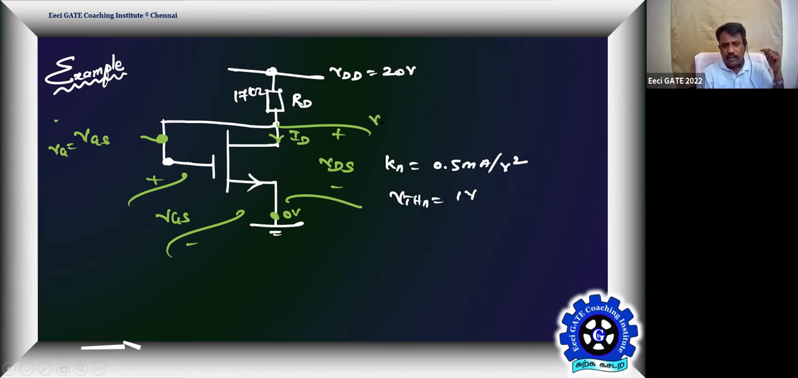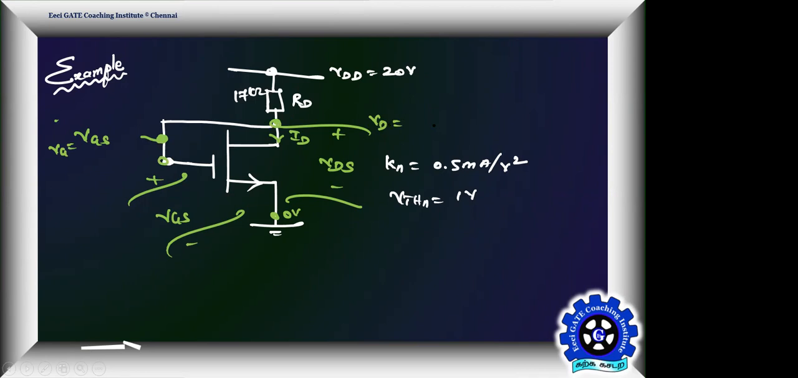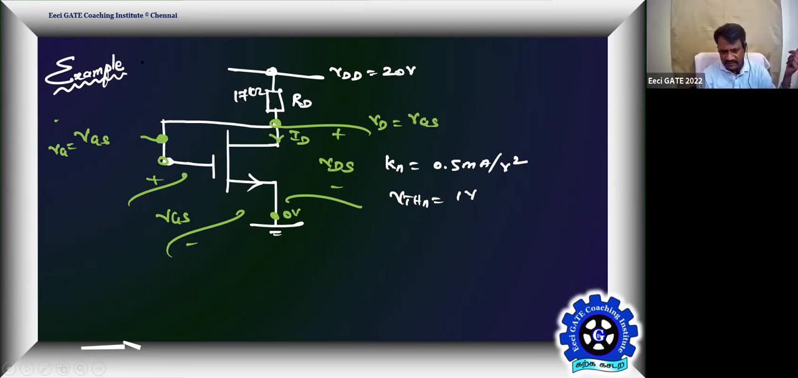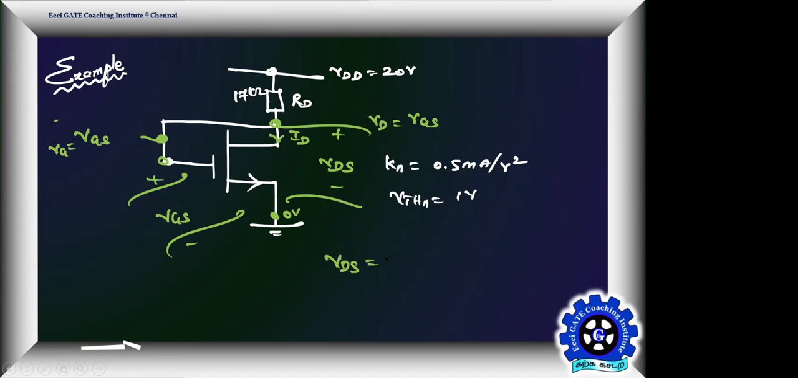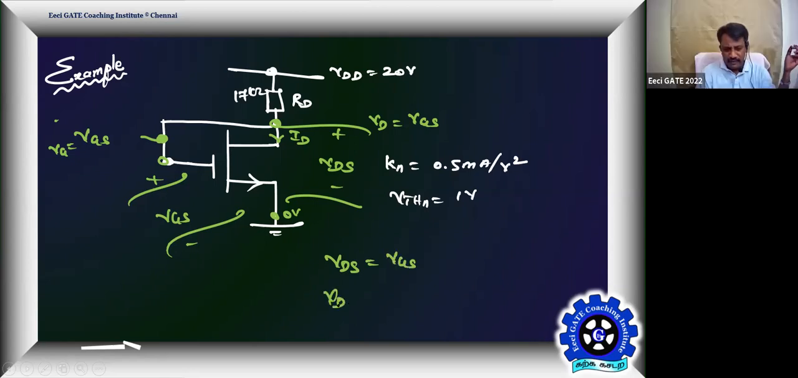And what about the drain potential? Since drain and gate are shorted, gate and drain potentials cannot be different. So whatever the gate potential is, that is your drain potential. Therefore, VD is equal to VGS. Now tell me what is VDS in the given circuit. VDS equals VGS, sir. Then what is VDS pinch off? VGS minus V threshold, correct?